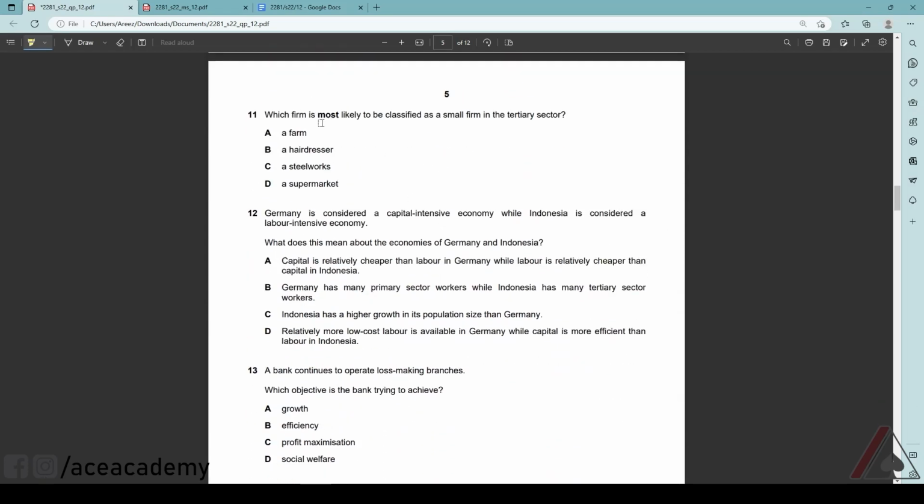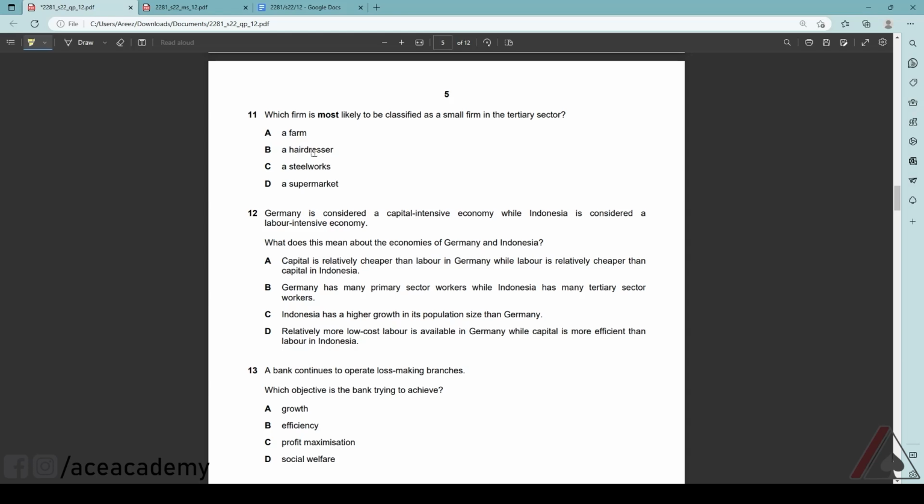11. Which farm is most likely to be classified as a small farm in the tertiary sector? The first thing that you need to know is what the tertiary sector is. It's the sector that deals with service providing. The primary sector is agriculture. The secondary sector is manufacturing. And the tertiary sector deals with service providing, right? So A is a farm, not true. That's the primary sector, the agricultural sector.